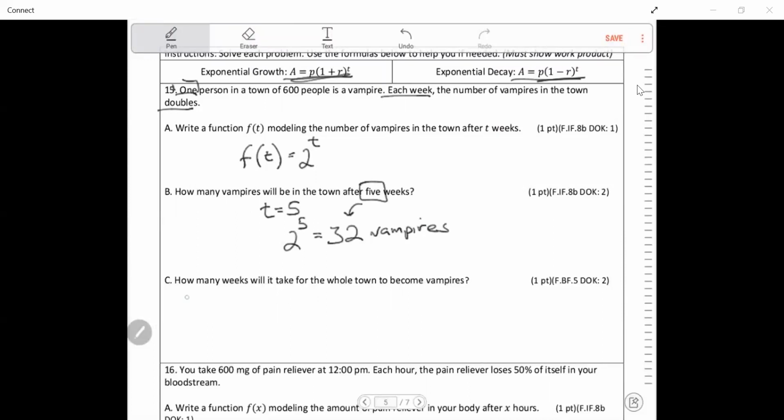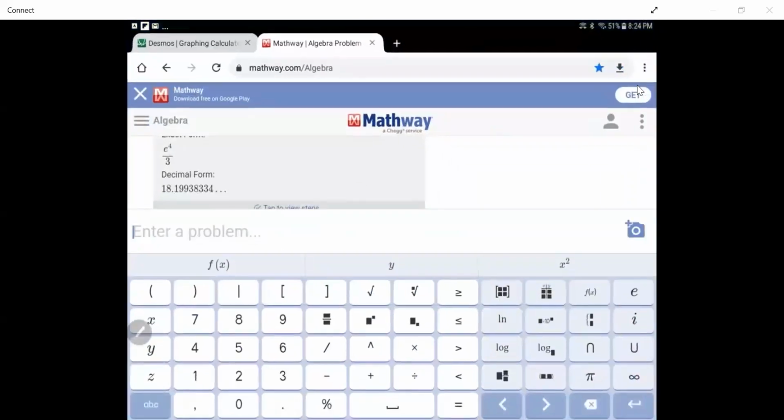How many weeks until the whole town becomes vampires? 600 was our number, so when will our function equal 600? Well, we drop the base, which is 2, so that's log 2, and then cross these over. Log 2 of 600 equals t. So I'm going to go find out what log 2 of 600 is.